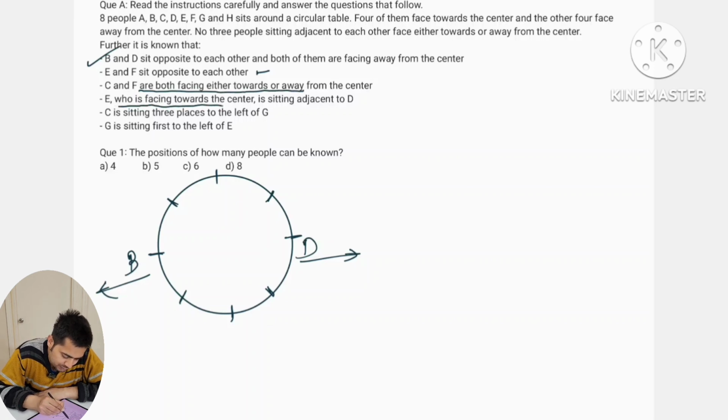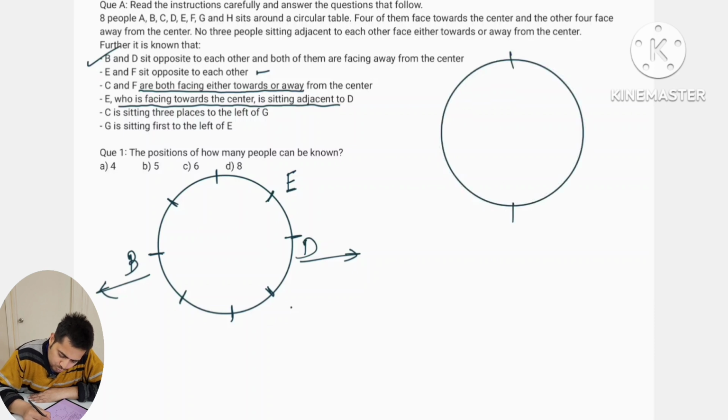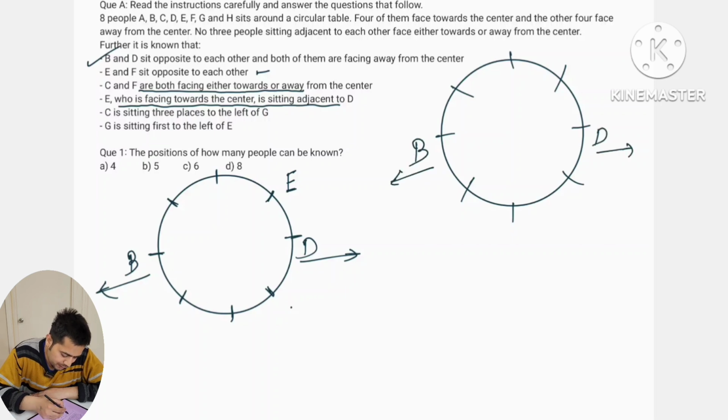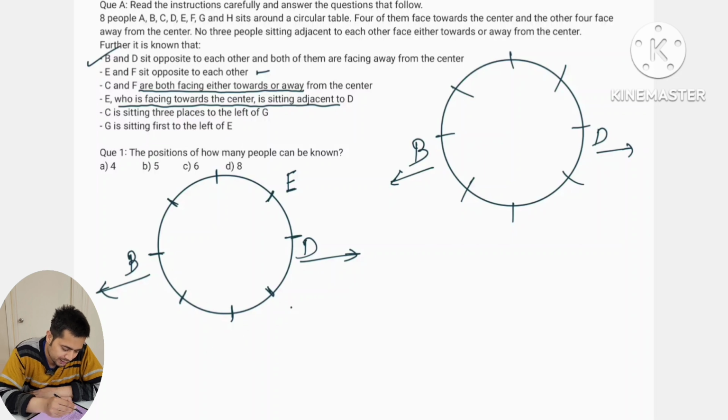E, who is facing toward the center, is sitting adjacent to D. So adjacent to D, E can be here also or E can be here also. I will draw a different diagram for it. 1 2 3 4 5 6 7 8. So B and D opposite. I could have taken B and D here also, but if you rotate the diagram, you get the same thing. So in circular arrangement, it doesn't matter from where you start exactly. So E can be here.